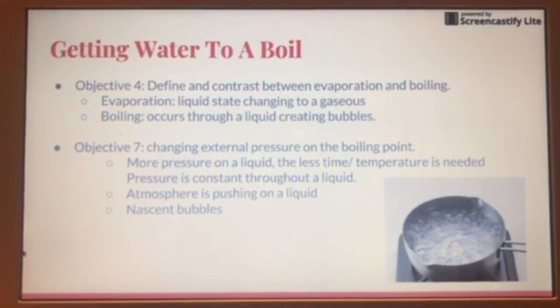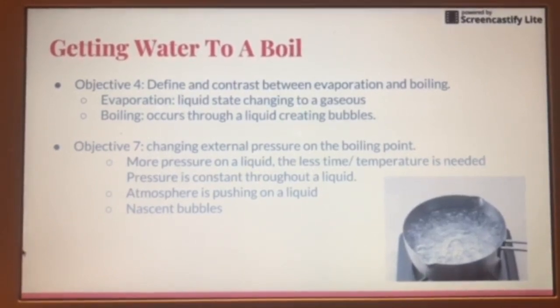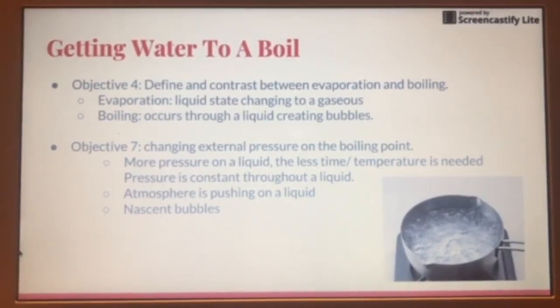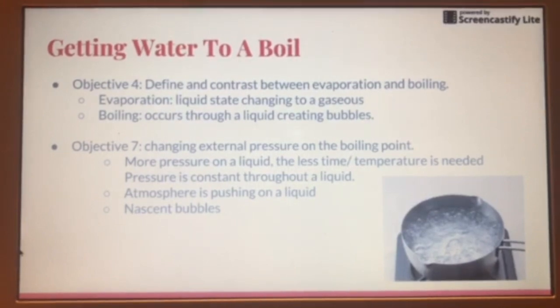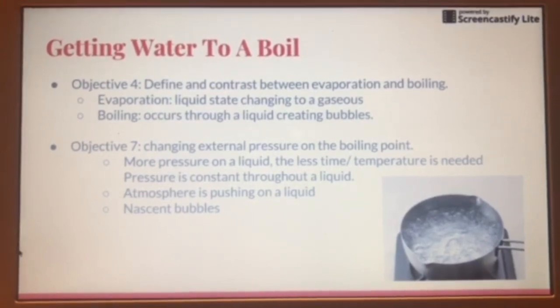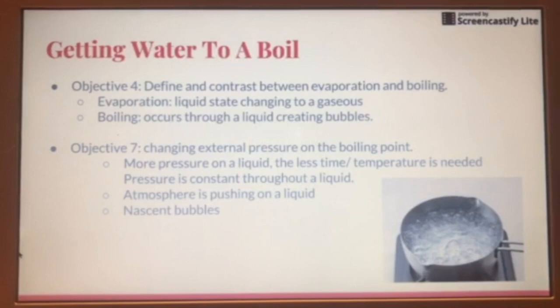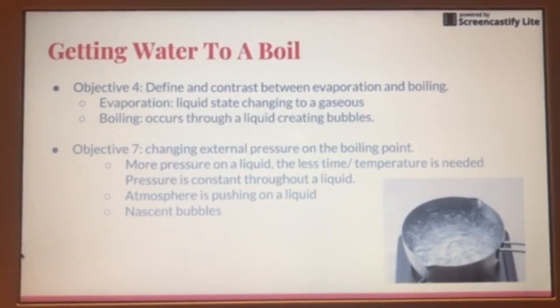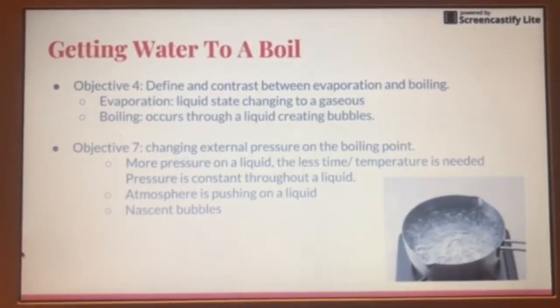Objective 7 talks about the effects changing external pressure has on the boiling point. In order to reach the boiling point, the atmospheric pressure needs to equal the vapor pressure. If the atmospheric pressure is greater than the vapor pressure, the pressure pushes down on the nascent bubbles, making them pop.